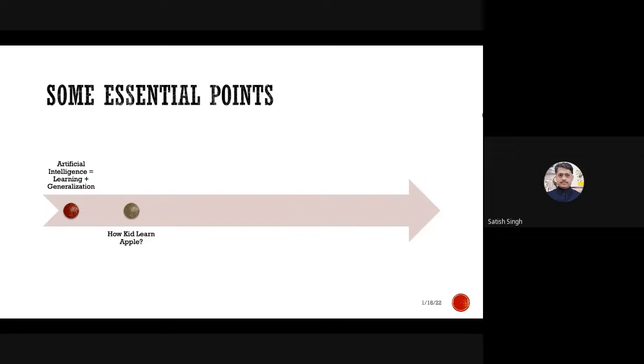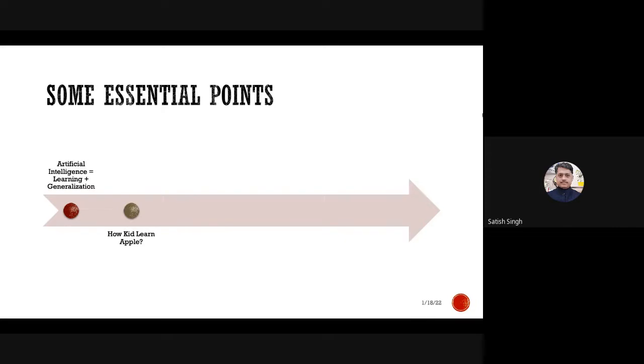So how did a kid used to learn? Suppose there is an example of a kid learning the apple. I just want to highlight a few points from this particular example. So how does a kid learn the apple? This is very simple. A kid who has never seen an apple. Suppose you want to enable the kid to learn the apple, then an apple will be presented to the kid. The kid will see the apple and you will say, okay, this is an apple, once.